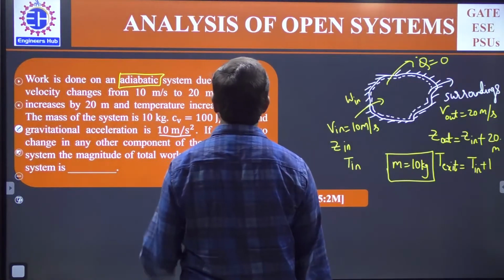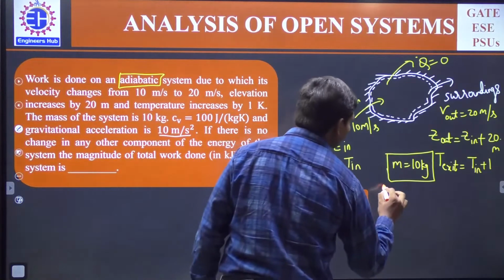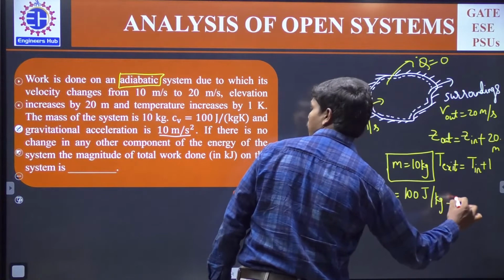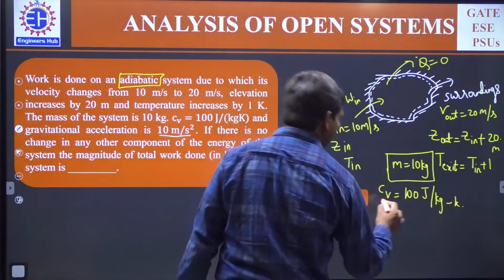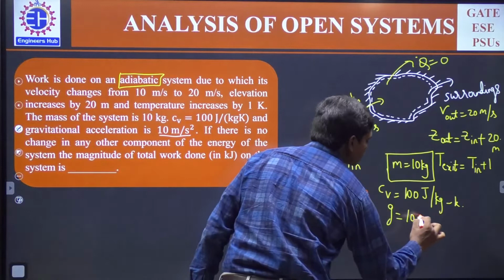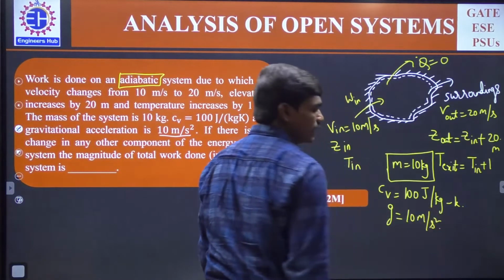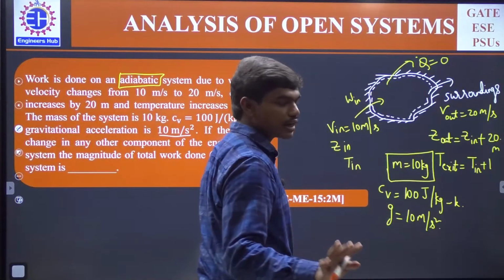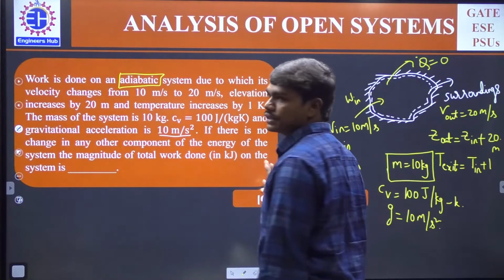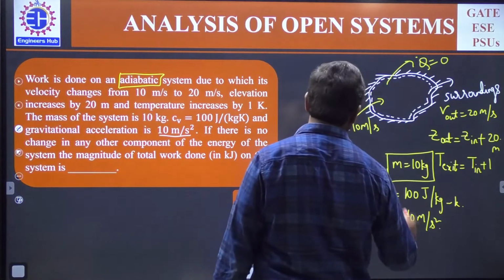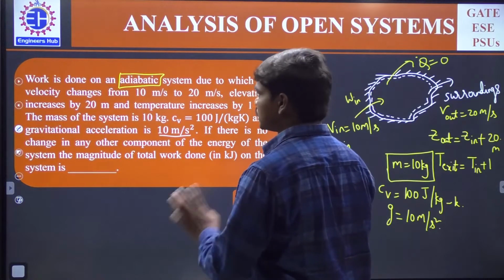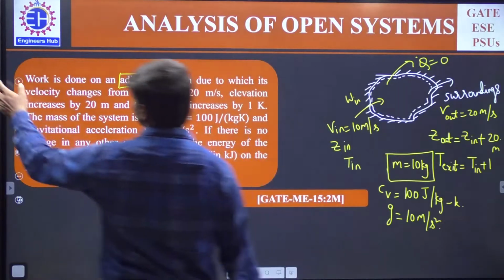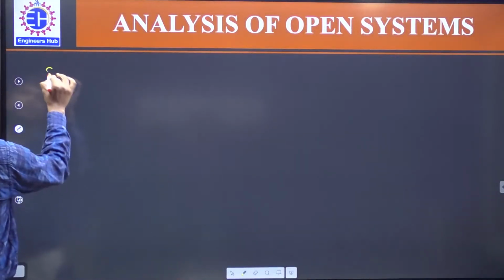Next, Cv is 100 joule per kg Kelvin. Okay. Cv value is 100 joule per kg Kelvin. And acceleration due to gravity, g is equal to 10 meters per second square. See, here they have asked us to assume it as 10, but if they didn't ask us, we are not supposed to take 10. We should take only 9.81 here. Okay, at this instant. So if you see this, g is equal to 10 meters per second square. If there is no change in any other component of the energy of the system, the magnitude of the total work done. So let us apply steady flow energy equation, SFEE.